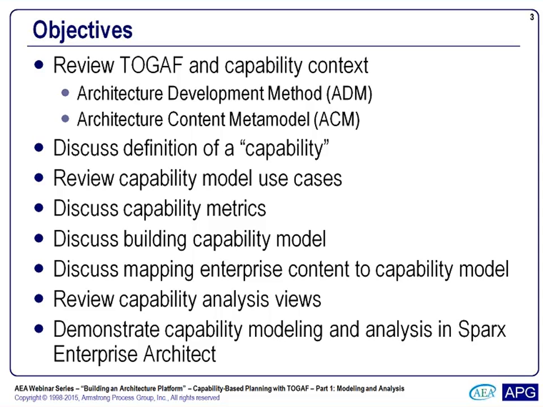We'll talk about some of the metrics that you might want to think about collecting as it relates to using a capability model. We'll talk about some very simple best practices for building a capability model, talk about how we can map enterprise content to that model, for the purposes of what we're going to focus on today, doing some analysis of the enterprise through a lens of a capability model, and then we'll take a look at an example of actually doing this in the real world in Sparks Enterprise Architect.